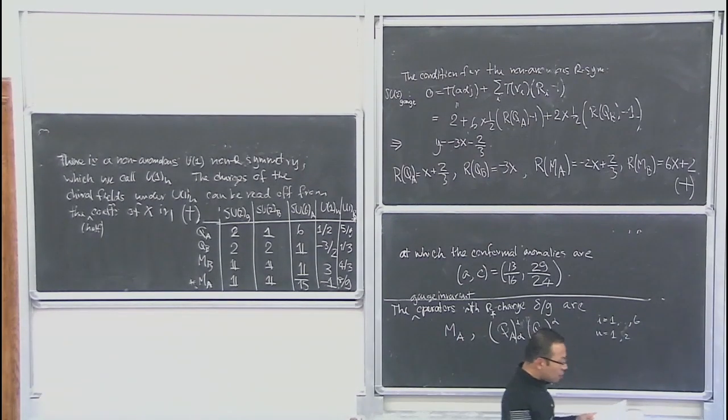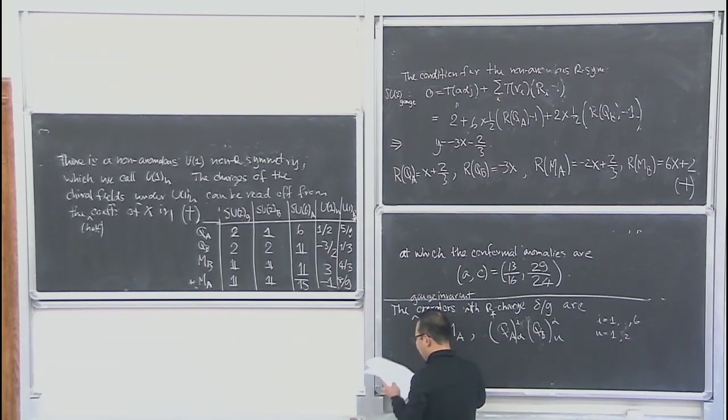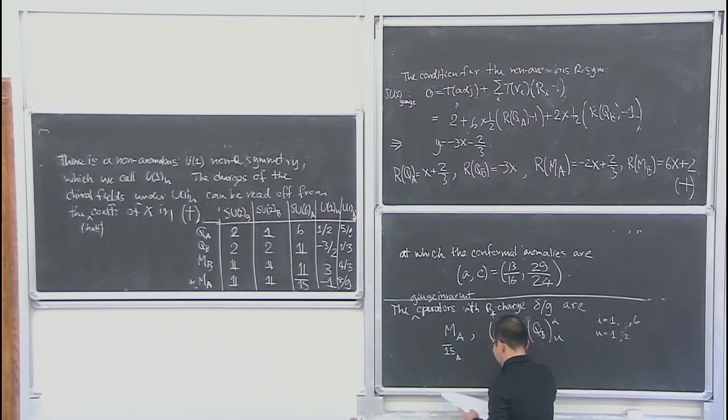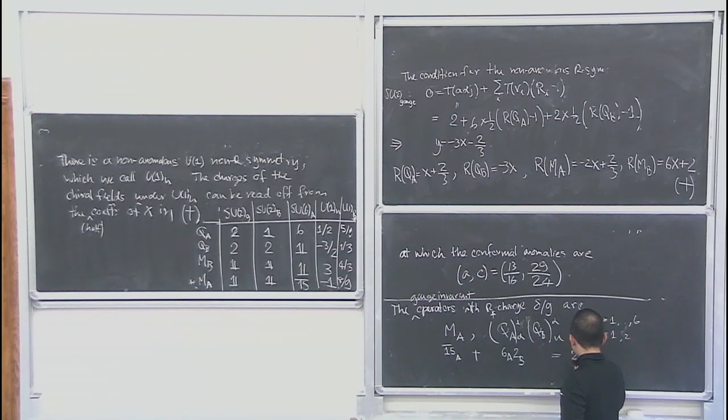Excellent. So now you have MA in the 15 bar of A. This guy turned out to be 6 in the A and 2 in the B. You agree? Okay. So how many if you add up? 27. Do you recognize this number? What's the fundamental representation of E6? 26, 27. Yes. So this is actually the 27 bar of E6. Okay?